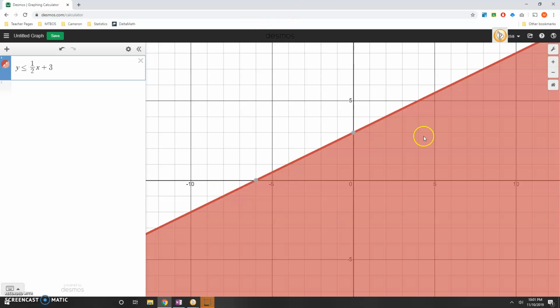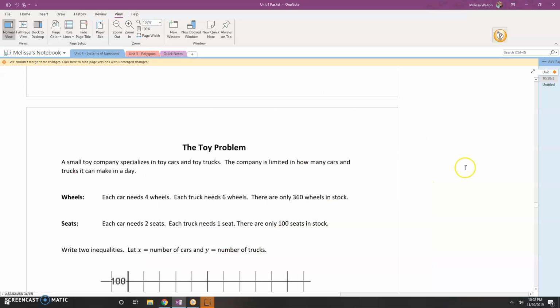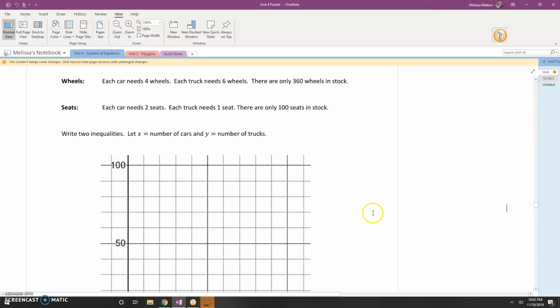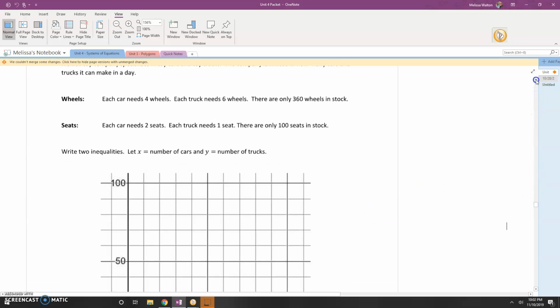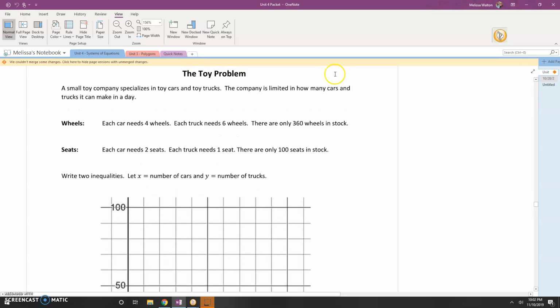So this is what we did last Thursday and Friday. Now, you guys ended class on Friday, and some of you came down to my classroom and asked about this. We had this toy problem, and I want to go over it together real quick because that is going to lead into our lesson today. So here's what we've got with the toy problem.